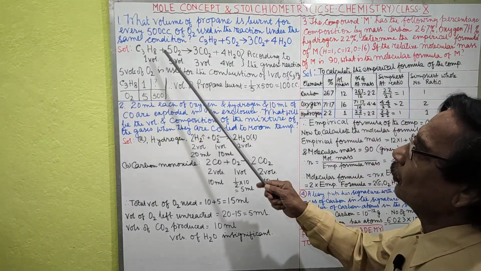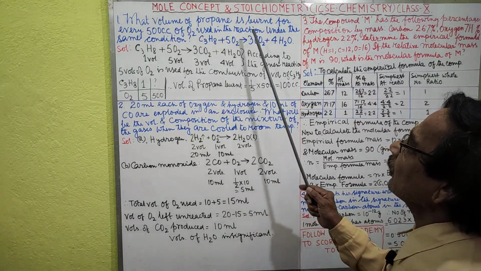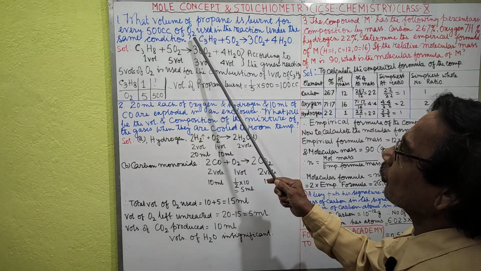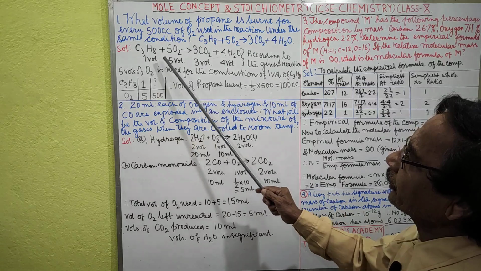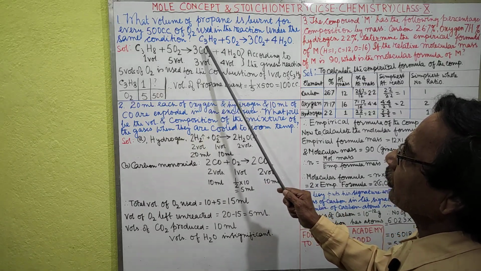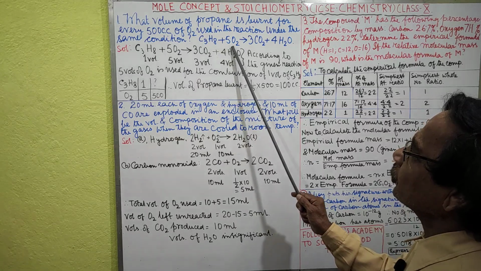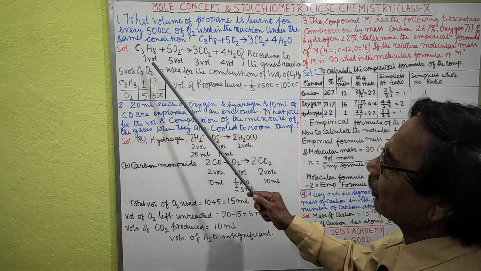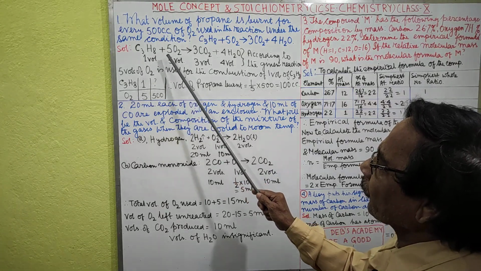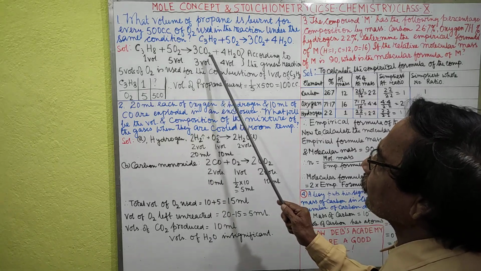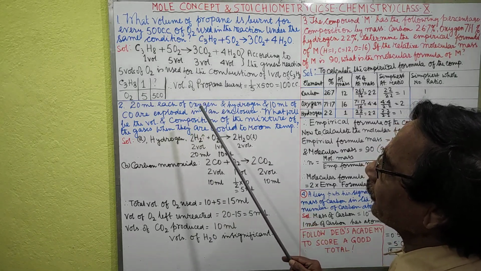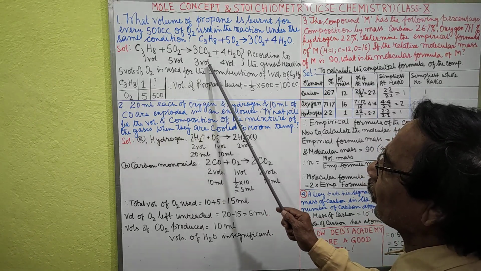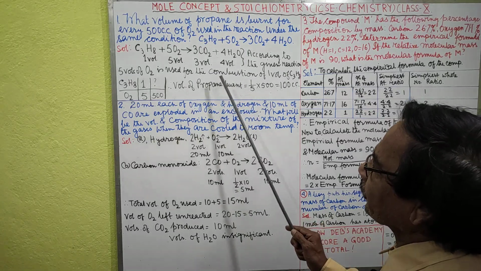Question number 1: what volume of propane is burned for every 500 cc of O2, that means oxygen, used in the reaction under the same condition? This is propane and this is oxygen. When they react, the reaction is like this. The solution is very easy. Propane plus oxygen gives carbon dioxide and water. When any hydrocarbon burns in the presence of oxygen, it forms carbon dioxide and water.